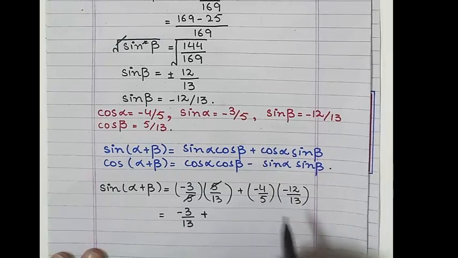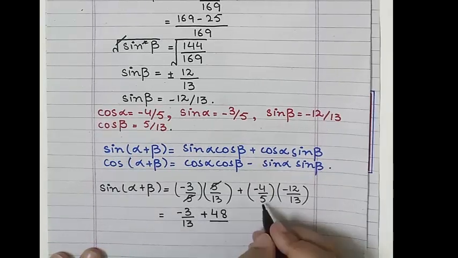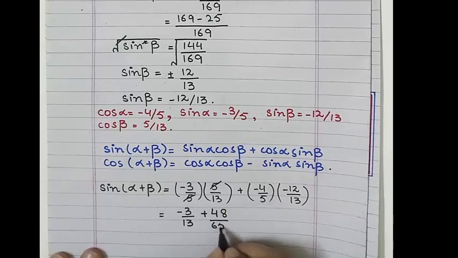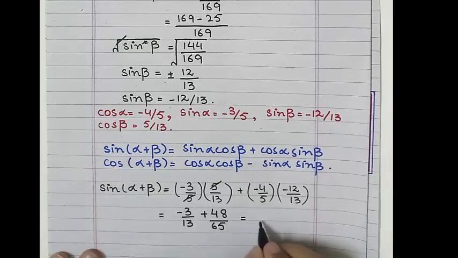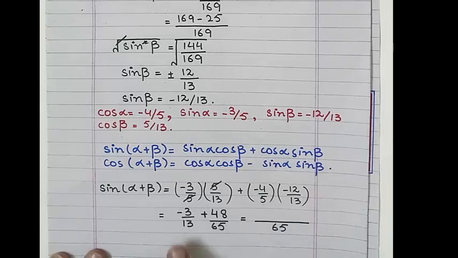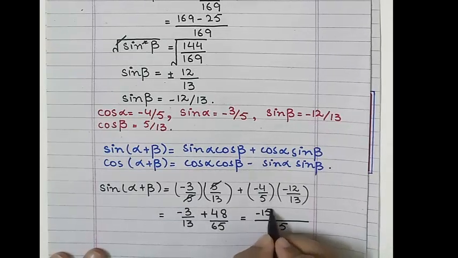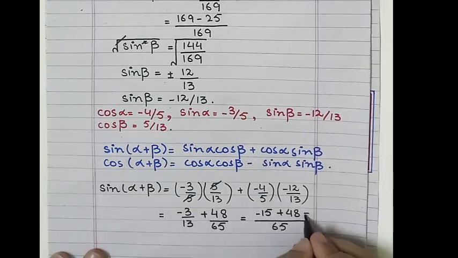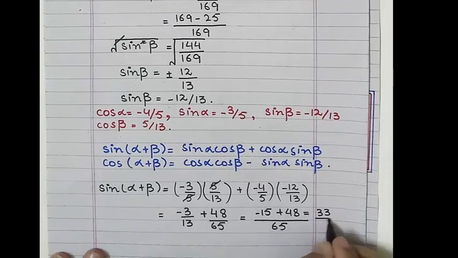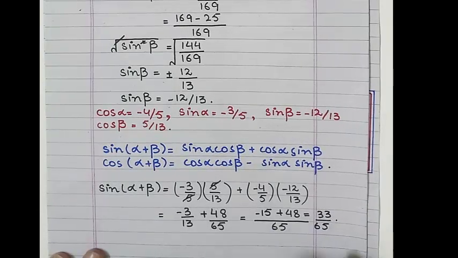So 4 12 times is 48. 5 13 times is 65. So taking LCM of 13 and 65, which is 65. So 13 5 times is 65, and 5 minus 3 times is minus 15, plus 48. This is equal to 33 over 65. So this is the value of sine alpha plus beta.